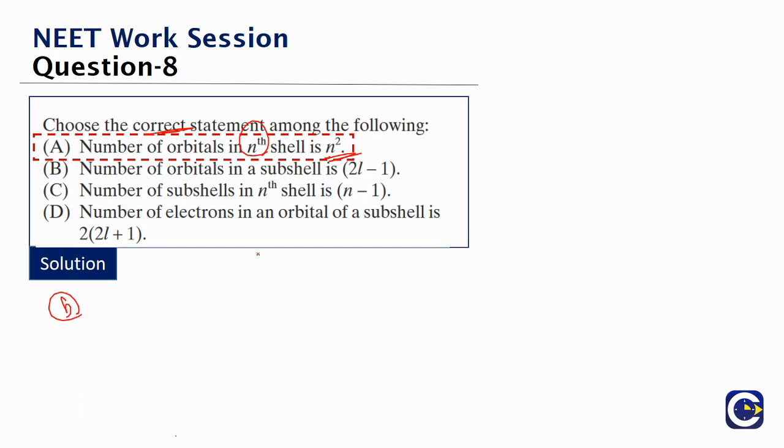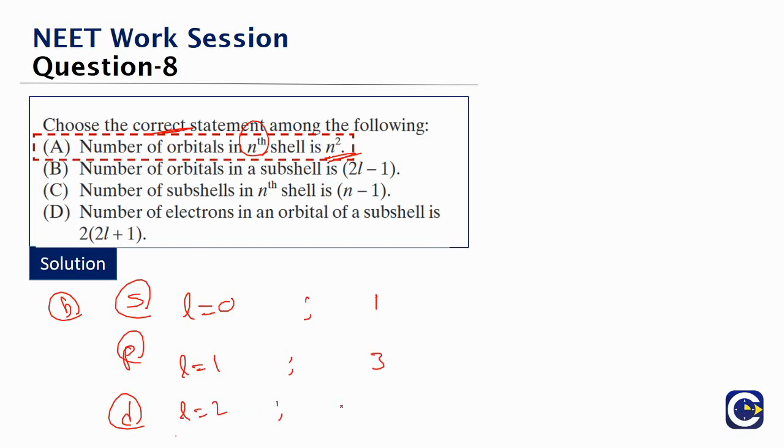Look at option B. What is option B telling us? The number of orbitals in a subshell is 2l minus 1. So first we will start with the s subshell. For the s subshell, l is 0. What is the number of orbitals? 1. Then the p subshell, l is equal to 1. What is the number of orbitals? 3. d subshell, l is equal to 2. What is the number of orbitals? 5. So you can check it.